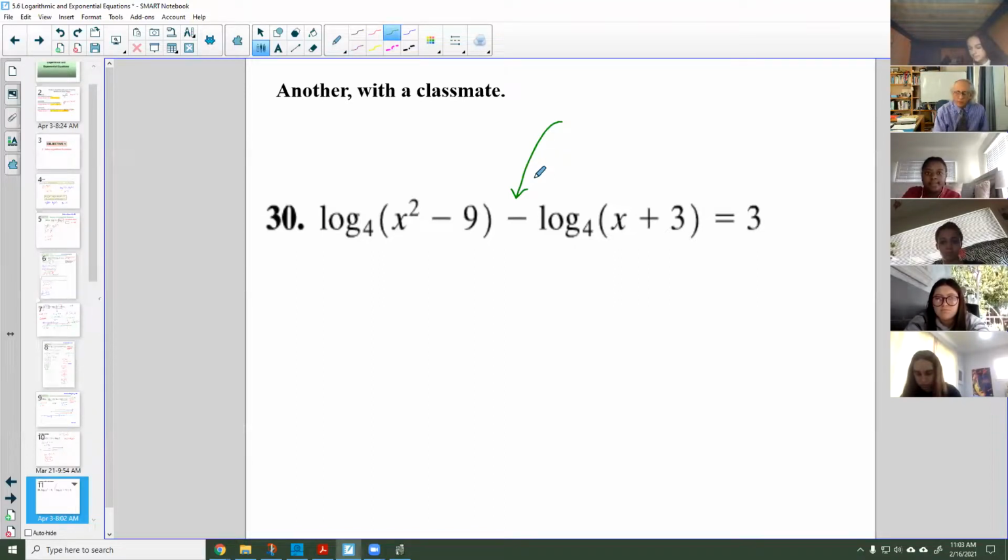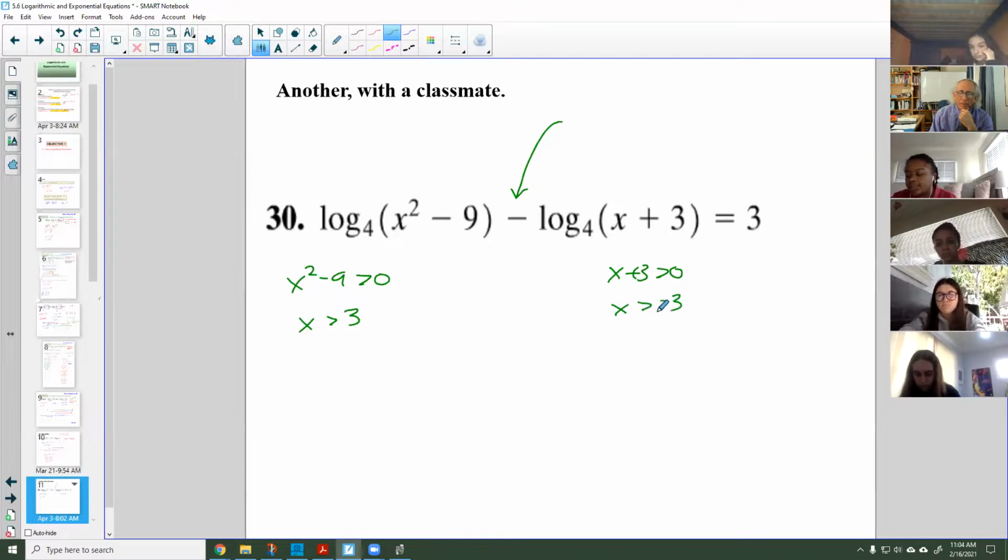Yes. So what did you do first? So what I did first was try to find the domain. So I did x squared minus 9 is greater than 0. So then I solved that and got x has to be greater than 3. Okay, kind of, but go ahead. And then for the next one, I did the same thing and did x plus 3 has to be greater than 0 and got x has to be greater than -3.